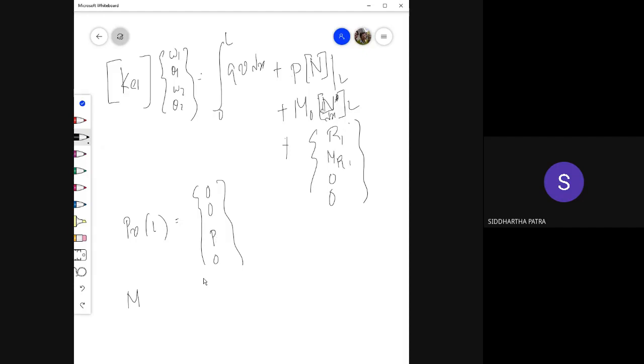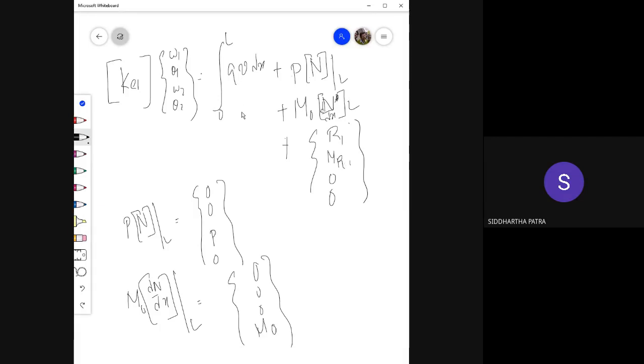Okay, so the next term contributing to the force vector. Actually, the term force here is a general term used for forces and moments. Evaluated at L should be 0, 0, 0, M0.